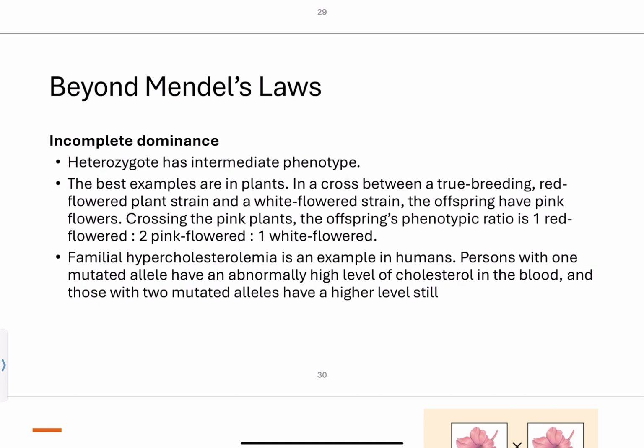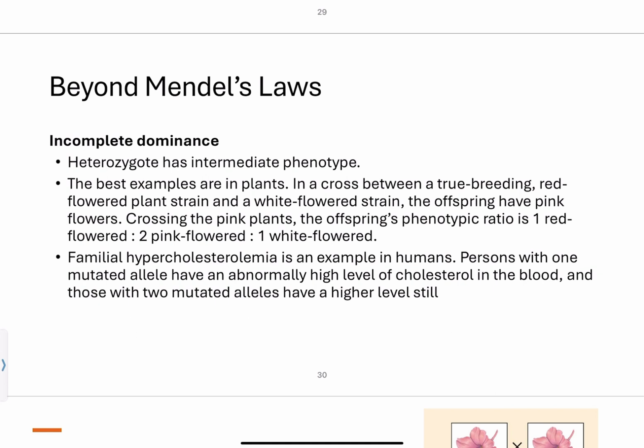A classic example is found in certain plants. When you cross a red flowered plant with a white flowered plant, the result isn't red or white, it's actually pink. When you cross two of those pink flower plants, you can actually get offspring in a 1-to-2-to-1 ratio. So 1 red, 2 pink, and 1 white. So the alleles are still distinct, just neither one fully dominates the other.